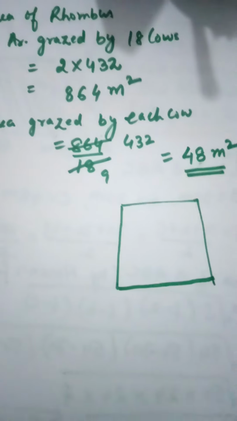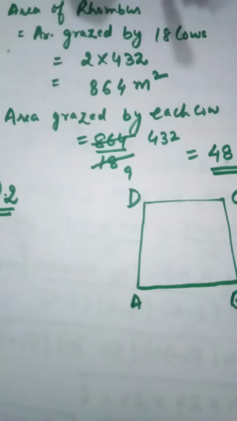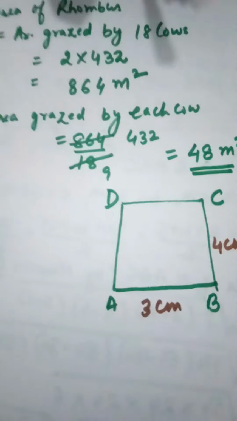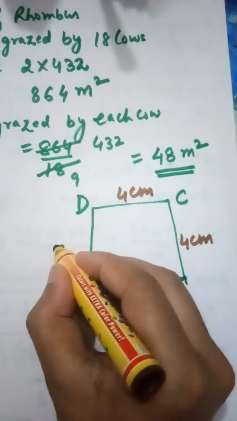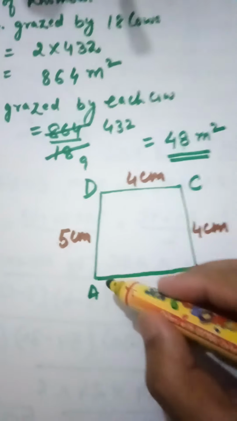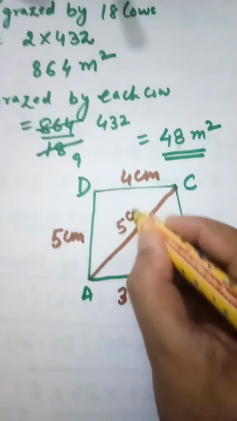I am just doing it for the area of the quadrilateral ABCD. Let's have the sides A, B, C and D. Children, now in that quadrilateral we are given AB as 3 centimeter and BC as 4 centimeter. Then we are given CD as again 4 centimeter and DA as 5 centimeter, and AC as 5 centimeter. How can you get AC? We can join AC as the diagonal, and this is our 5 centimeter again.